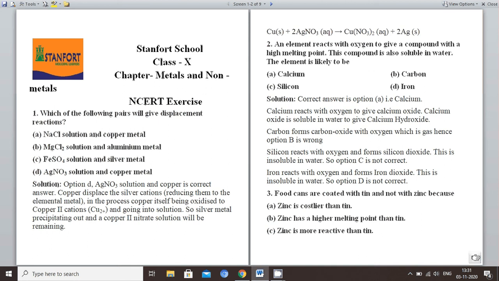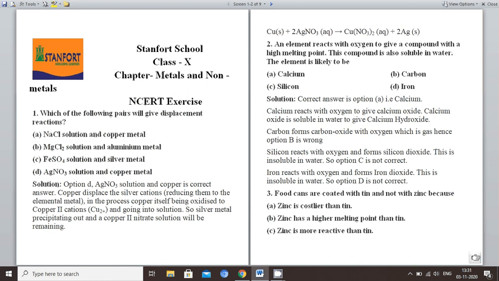The element is likely to be, ये एक ऐसा एलिमेंट है जो ऑक्सीजन के साथ रिएक्ट करता है and उसका बहुत ज़्यादा हाई मेल्टिंग पॉइंट है. The compound is soluble in water, और ये जो कंपाउंड फॉर्म हुआ है वो सॉल्युबल है वाटर के अंदर. Okay, so first we will eliminate which cannot be formed. As we all know, carbon and silicon cannot be formed over here because carbon and silicon are non-metals and non-metals cannot react with oxygen. That means यहाँ पे कार्बन और सिलिकॉन की रिएक्शन नहीं होगी.